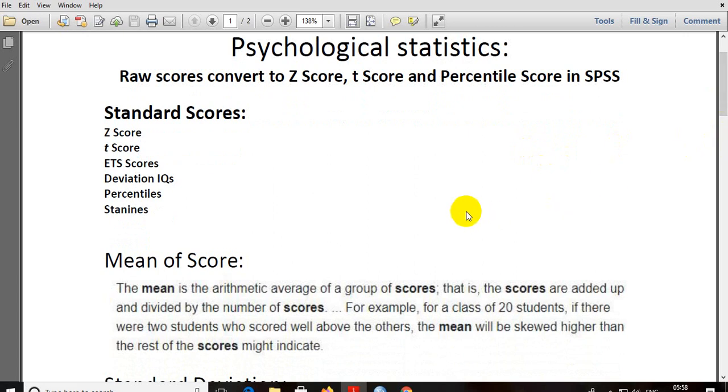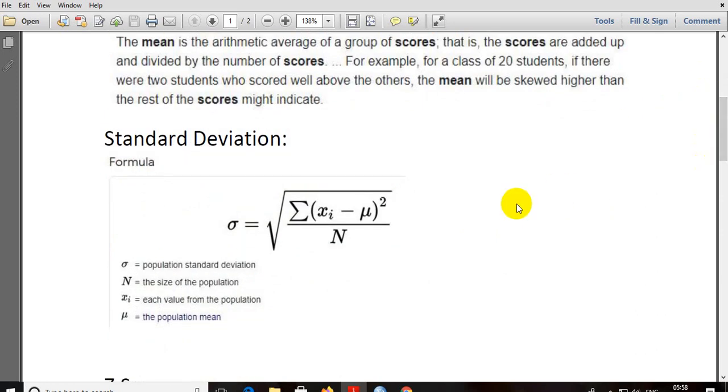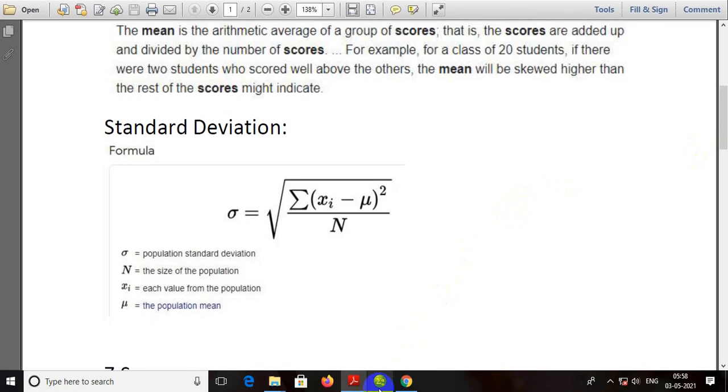Before we study converting raw score to Z score, we can know about the mean of score. The mean is the arithmetic average of a group of scores. That is, the scores are added up and divided by the number of scores. And also we have to understand the standard deviation. The formula you see.